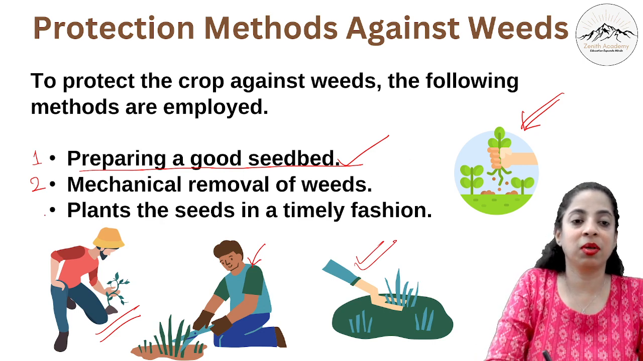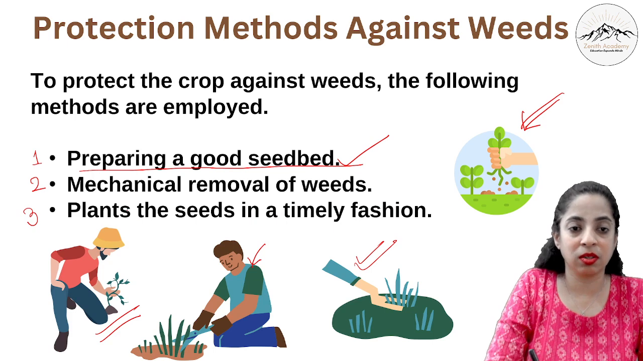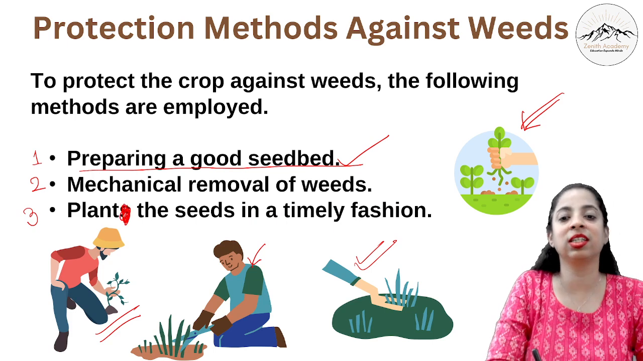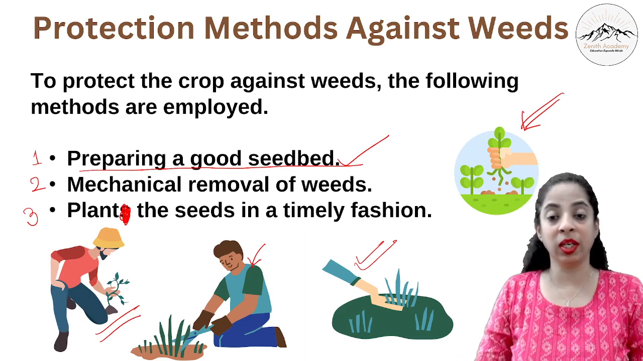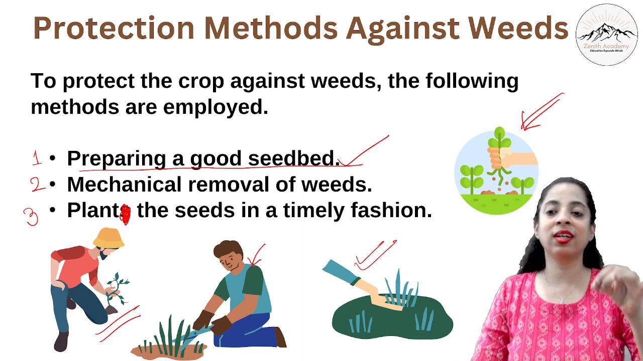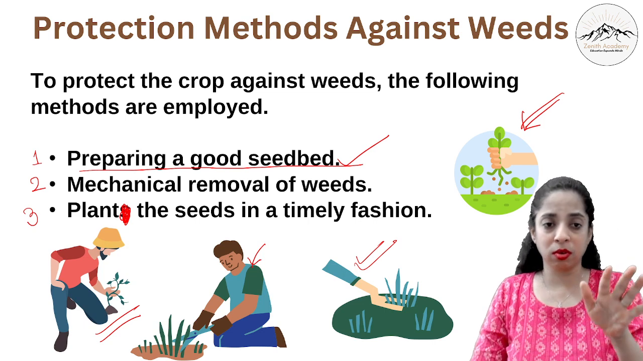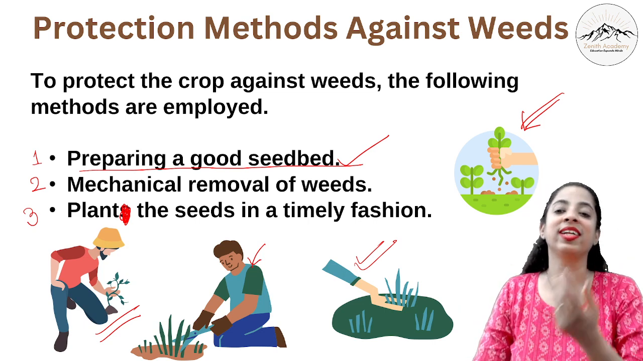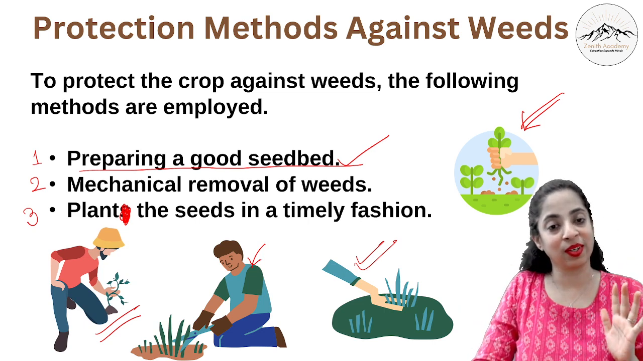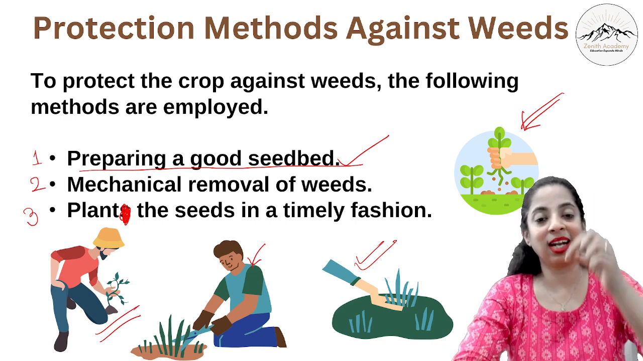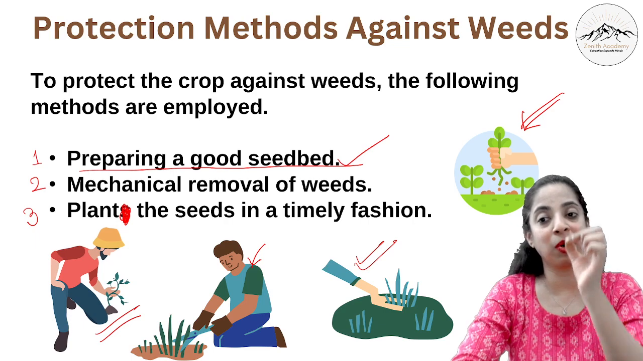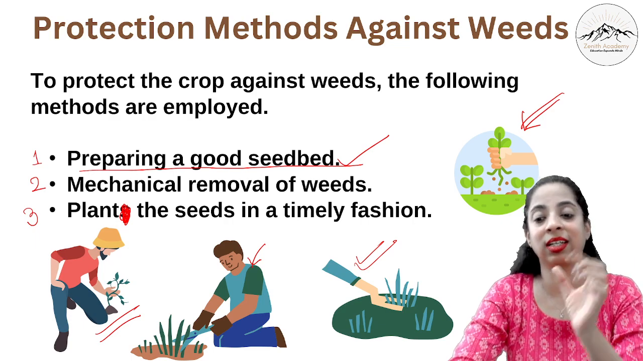So that's the second method. Third, plant the seeds in a timely fashion. Whichever type of cropping you are doing, at a particular time you plant that seed so that the weeds cannot grow all together, right? Only your crop grows. So plant that seed at that particular season, at that particular time.